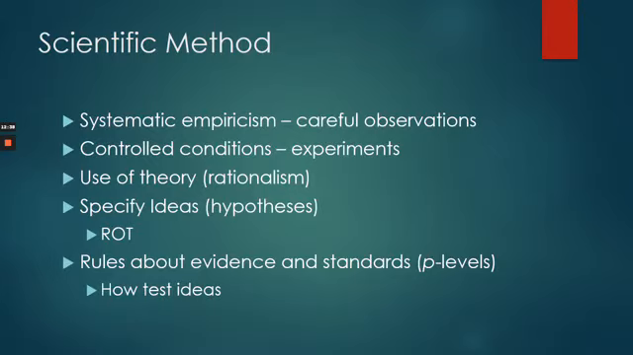Also, in the scientific method, theory is really important. It's called rationalism, the use of theory, because we use a theory to generate our research questions and our hypotheses that we're going to test. And as you'll see as we go through the class, pretty much the start of all research is theory.